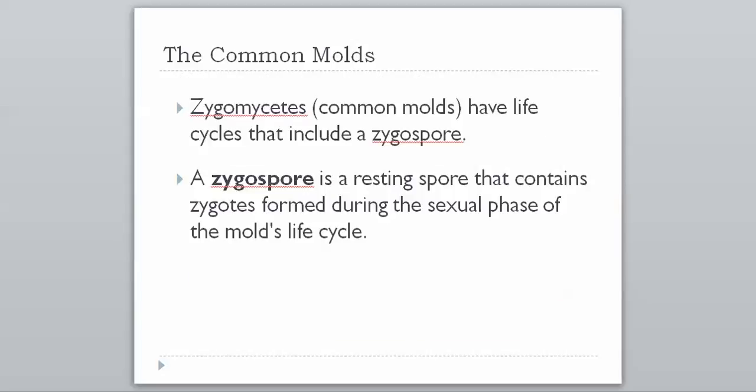When looking at the zygomycetes, they have a life cycle that includes a zygospore, which is a resting spore that contains zygotes formed during the sexual phase of the mold's life cycle. These molds can go through sexual reproduction, produce a spore, and then this spore can just sit and wait until conditions are right for it to start growing again. There could be mold spores sitting all over the place, but there's not enough moisture or the correct temperature for them to grow.